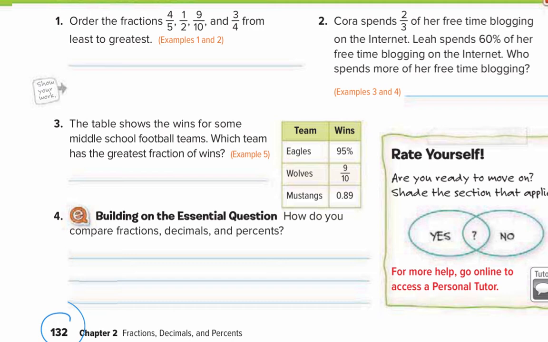So the way that we convert a fraction to a decimal is you do the top number divided by the bottom number. So 4 divided by 5 is 0.8. 1 divided by 2 is 0.5. 9 divided by 10 is 0.9. And 3 divided by 4 is 0.75.